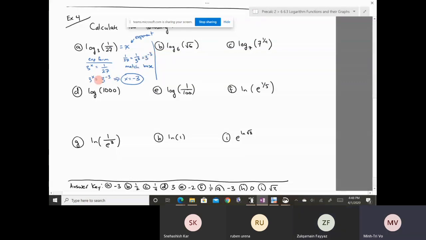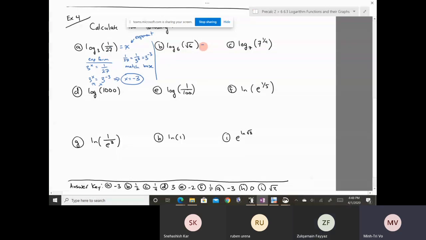And so when it's written out like this, once the bases are matched, then the exponents have to be the same. So this x has to be the same as -3. x is -3. That's the basic idea.